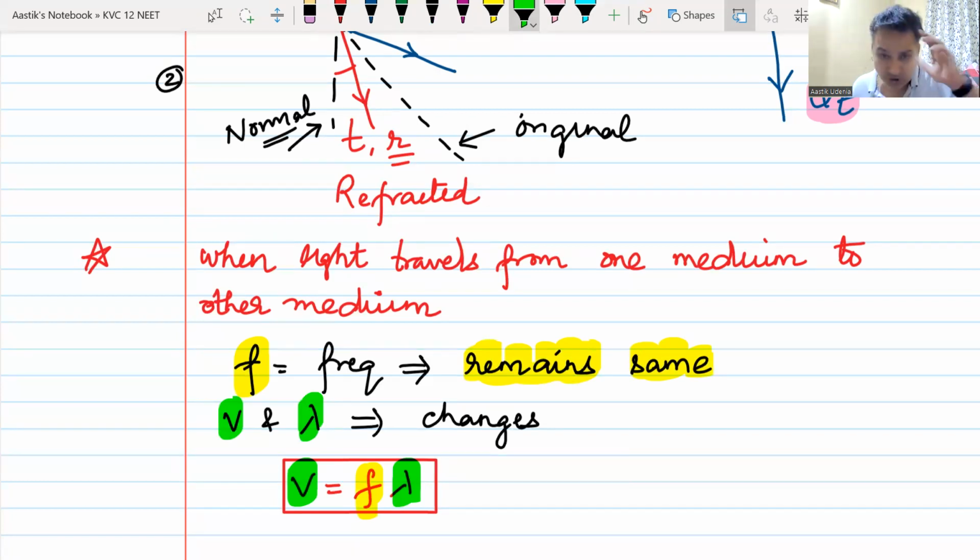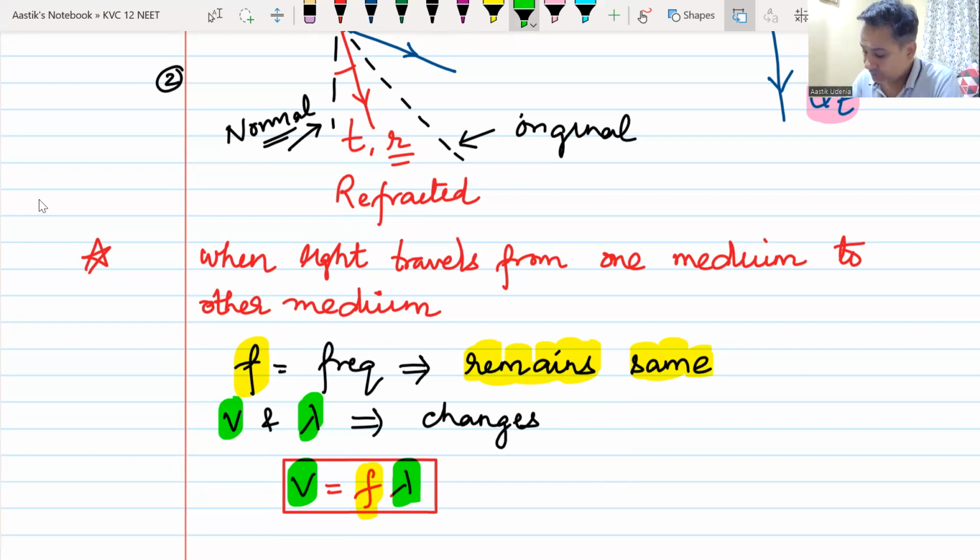Speed of light is not the same in all the mediums. Speed of any wave is not the same in all the mediums. In some medium it is fast. In some medium speed is less. In which medium is the speed of light fastest? Rarer. Gaseous medium. So vacuum. Yes, well done.